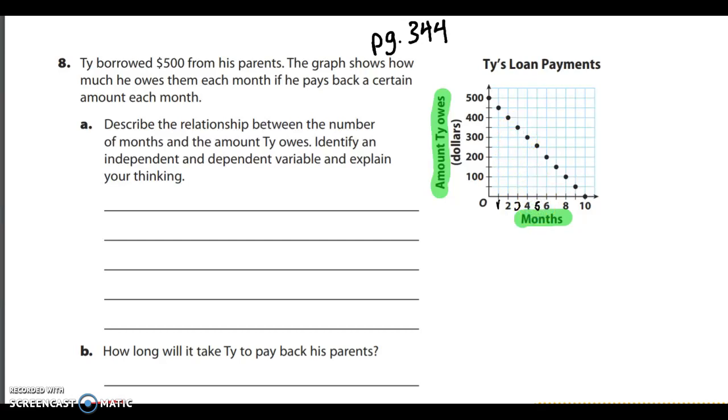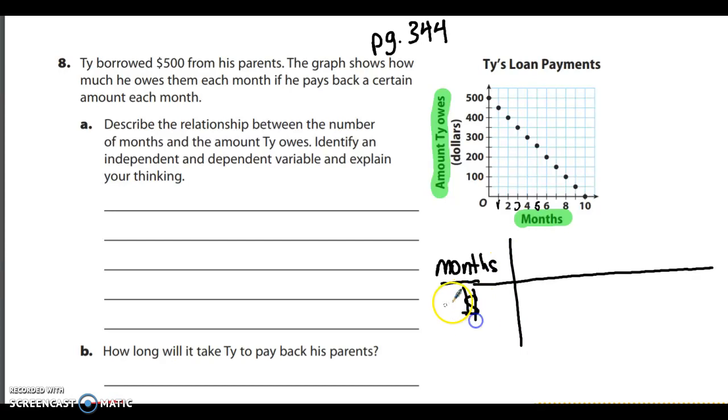Now what we can't see as well from a graph as we could see on a table is this, and I'm going to show you how making a table could be helpful. So what's happening there? You may have caught it when I went over it, but maybe you didn't. So what's happening here is this. I'm going to put the months as my first variable, and I'm going to put the amount that he owes as my second variable.